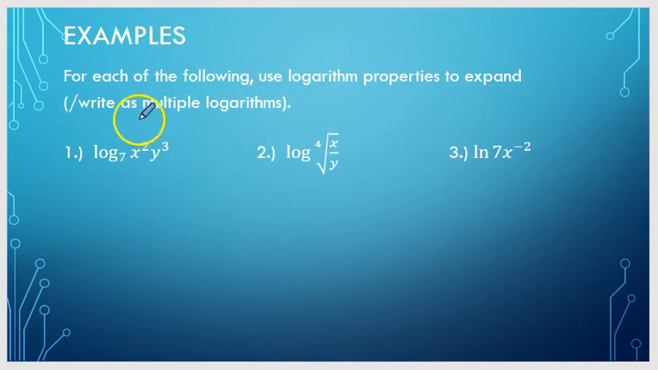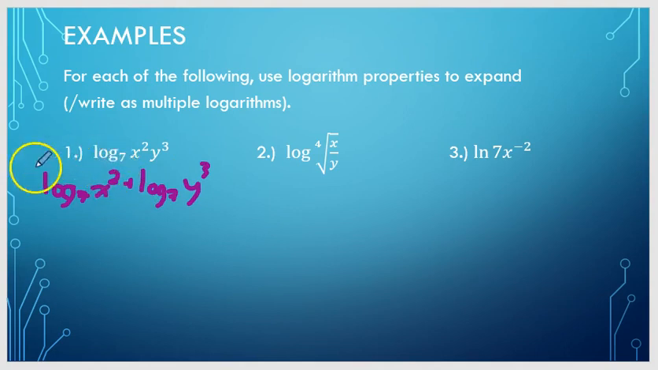Now for this first one, I do see exponents, but I also see things being multiplied. I see x squared times y cubed. Since both the x and the y have their own exponents, I don't want to bring the exponents out front first because they have their own different powers. So let's first use the product rule to change this to be log base 7 of x squared plus log base 7 of y cubed.